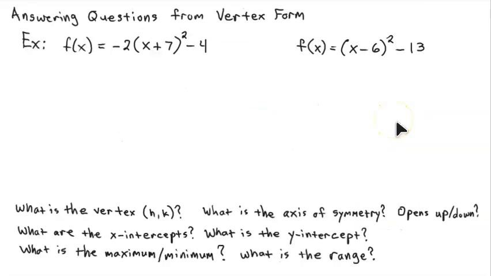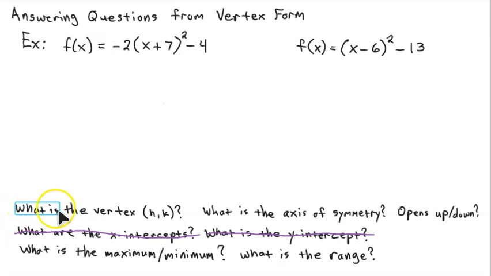Okay, the last thing we're going to do here is take a quadratic function in vertex form. We have 2 of them here, 2 examples. We'll do them separately. And what we're going to do is answer all these questions that we had answered before. The only problem is this: we cannot answer what are the x-intercepts, and we cannot answer what is the y-intercept, at least not just by looking at it. We can do that later by using algebra, okay? But we're not going to do those right now. I just want to answer questions that we can answer just by looking at the vertex form, okay?